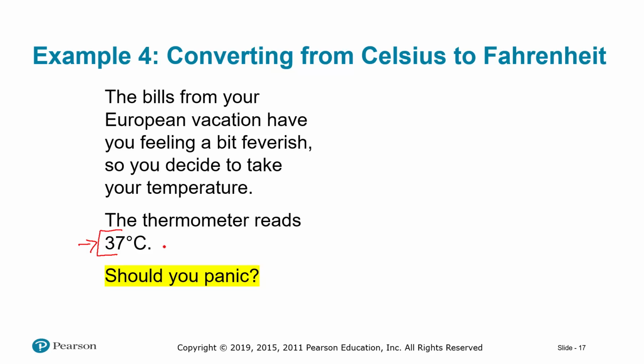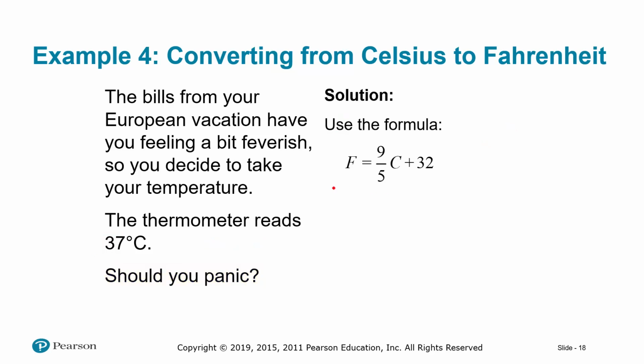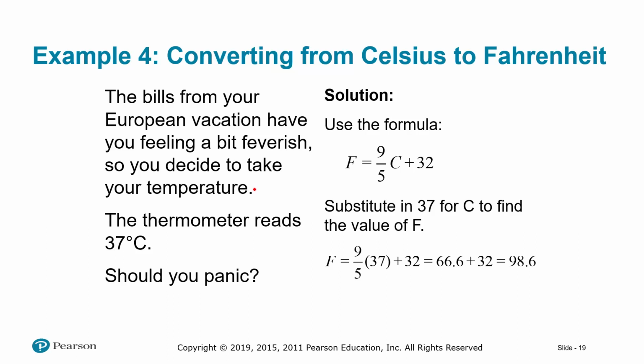Let's check it out. We want to go from Celsius to Fahrenheit. So we need the formula that says Fahrenheit equals. And you can go back there and check which one of those you want to use. There's the formula. Put the 37 in where the C is and do a little bit of calculation. 98.6. It sounds like you're perfectly fine. No panic necessary.